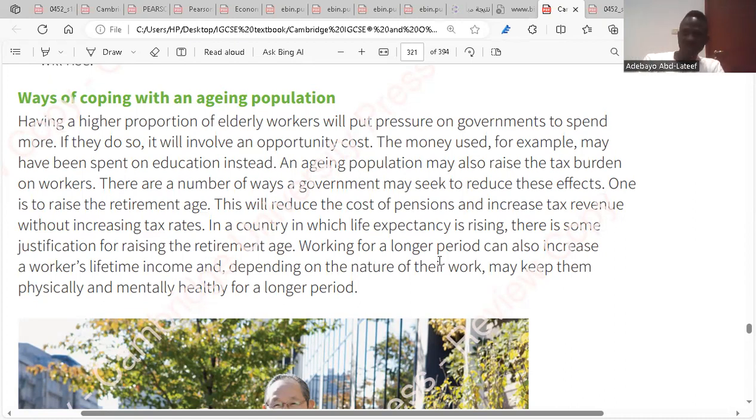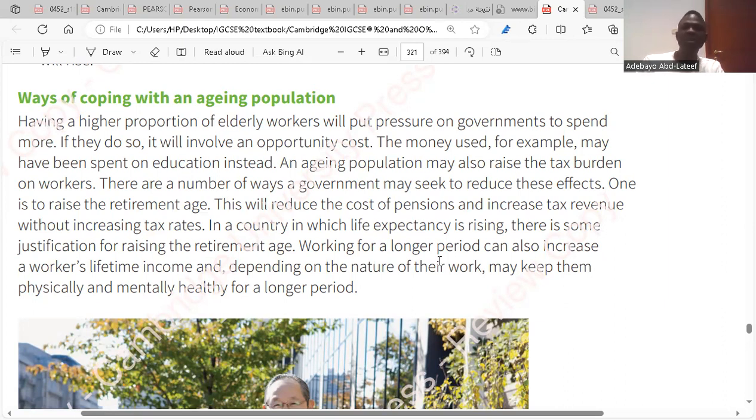So what are the ways in which government can cope with the aging population? One is to raise the retirement age. For example, in this country, the retirement age is 60. Government can increase it to 64. So that increases the supply of labor. People will still work till 64 years instead of stopping work at 60. Do you get the point there? So that could reduce the pressure on government for an additional 4 years.